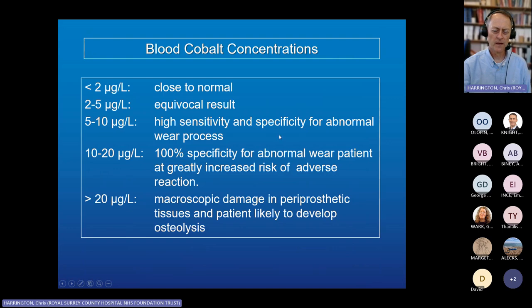And in fact, when they looked at their populations much more closely, because they had a large population of patients under their care, they found that within the range that was the cutoff, this 7 ppb or micrograms per litre of cobalt or chromium, it did have high sensitivity and specificity for abnormal wear. And as this increased, we saw an increased number of problems with the hip leading up to osteolysis, which is this breakdown and loosening of the hip, which ultimately leads potentially to the hip having to be replaced.